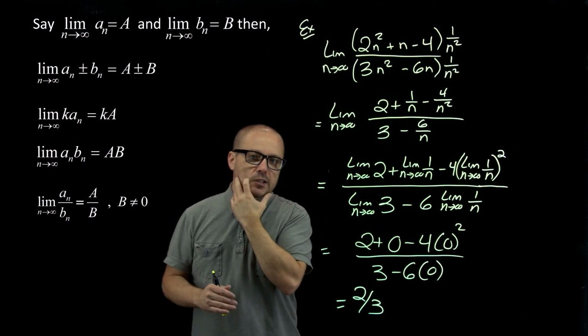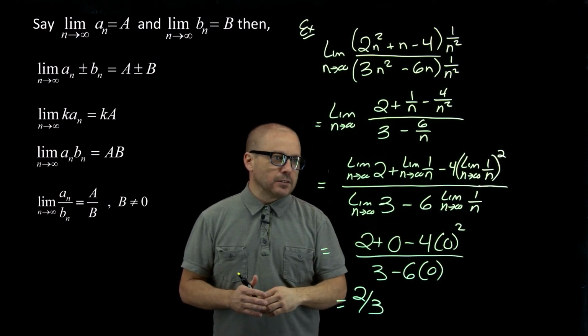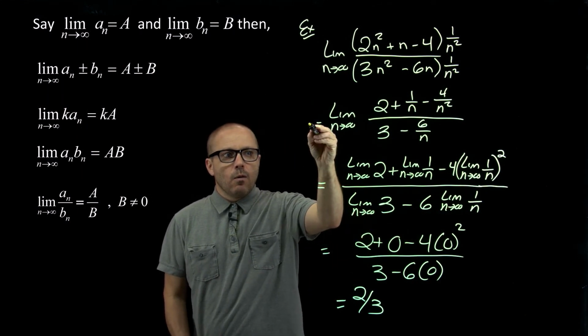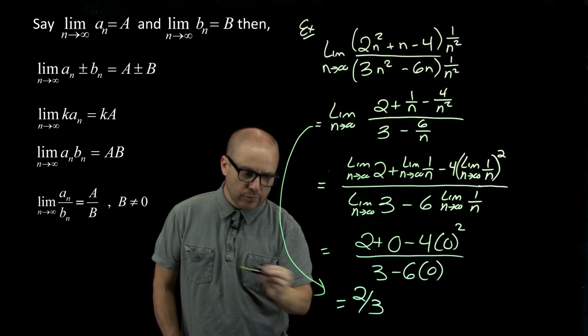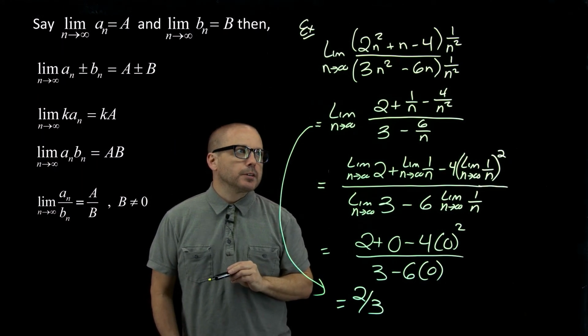We know it because of these properties of limits. I don't need to see you write out this detail every single time, but I wanted you to understand why it is that we can go straight from there to there and know that that limit's 2/3. It's really because of these properties.